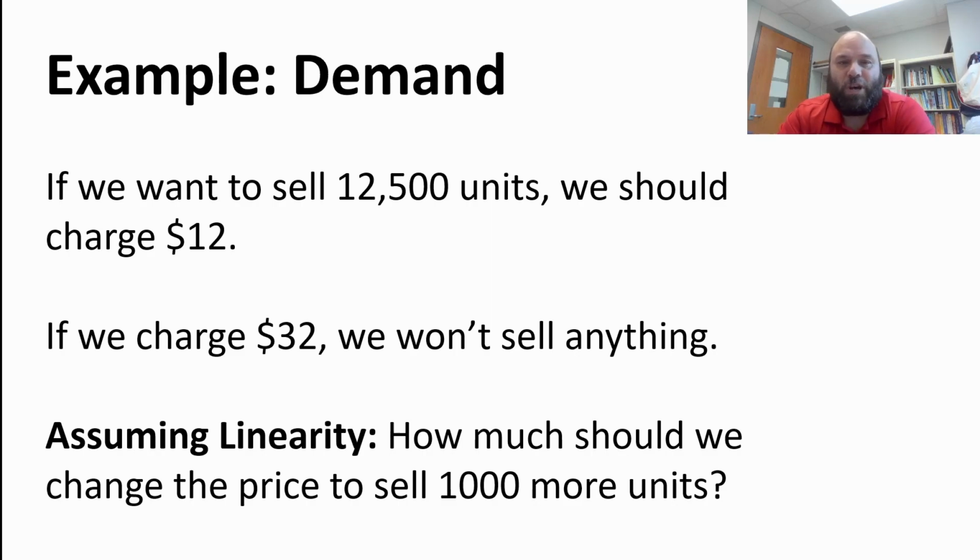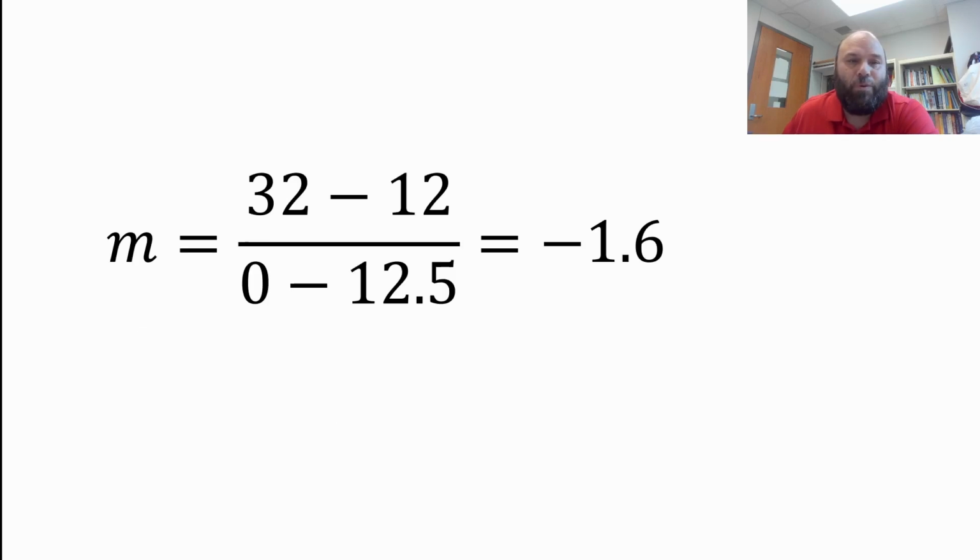Suppose we know that if we want to sell 12,000 units of whatever good or service we produce, then we should charge $12. But we also know that if we charge $32, we won't sell anything. Right? Assuming linearity, so assuming consistent changes in the price as we change what we're trying to sell, how much should we change the price by in order to sell 1,000 more units? So I'm saying 1,000 more units because I want to measure what we're selling in thousands of units. So in thousands of units, this first number here, 12,500, that's 12.5, right? So 12.5 thousand, right?